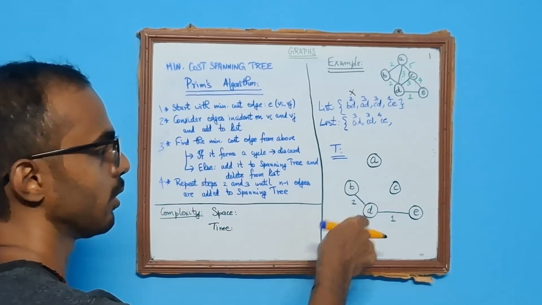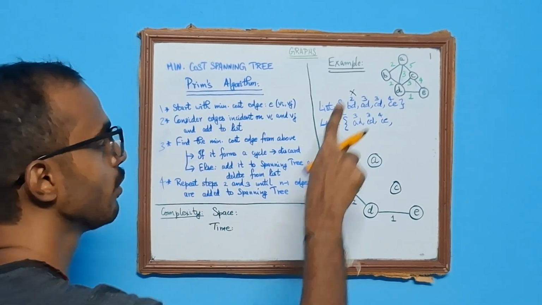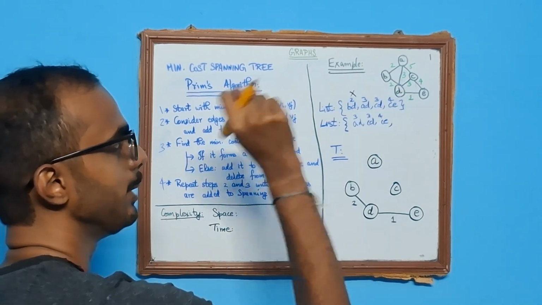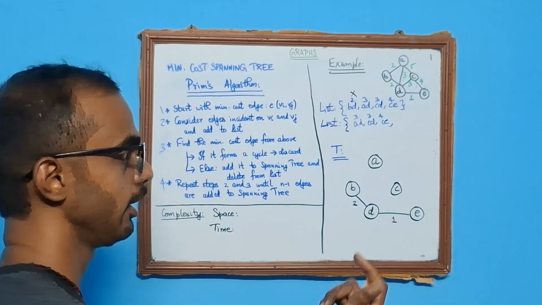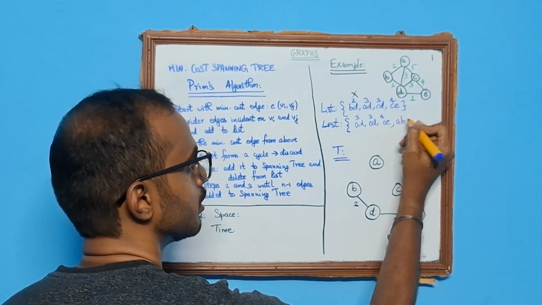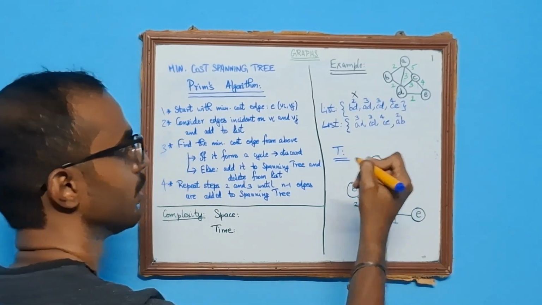DE is already added. Now just consider the B vertex. For the vertex B, we have only two edges, AB and then BD. BD is already there, so we need not add it. We are going to add AB here. What is the weight of this? This is going to be 2.